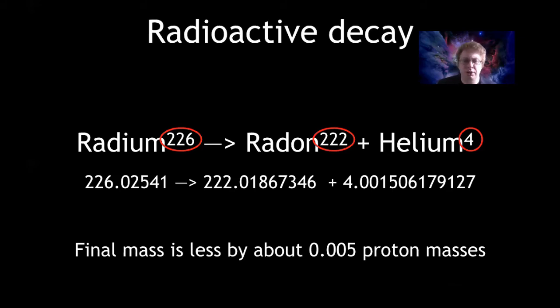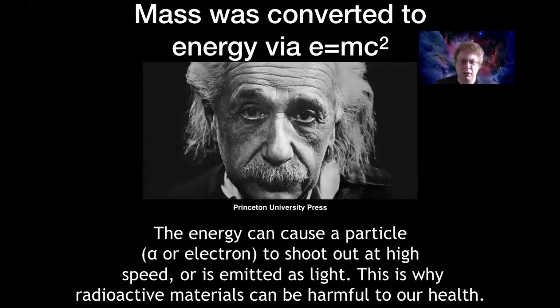If you add these two together, you'll find that these don't balance. The final mass of radon plus helium is slightly less than the mass of radium to begin with, by about 0.005 proton masses. So where does this mass go? It turns out that this mass was converted to energy via Einstein's exchange rate, E equals mc squared. And this energy was essentially used to shoot this alpha particle, or this helium nucleus, out of the reaction at very high speed.